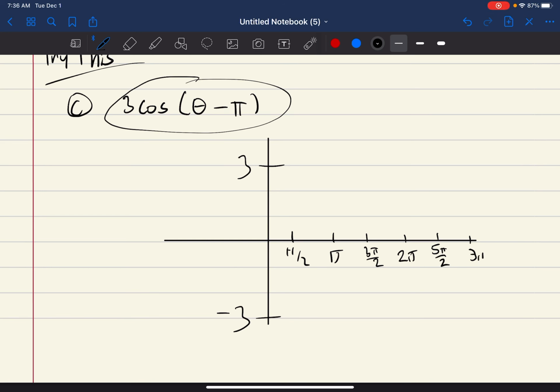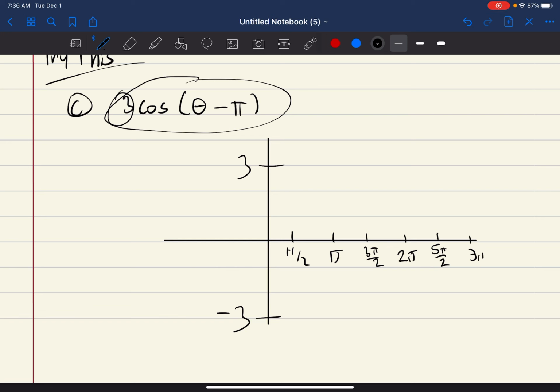Now that you have done this one or explained to me how the graph will look, let's begin by saying the 3 will cause a vertical stretch of 3. So our amplitude will change from 1 to 3, because of that number right here. And then the minus pi should cause a horizontal shift to the right by pi.